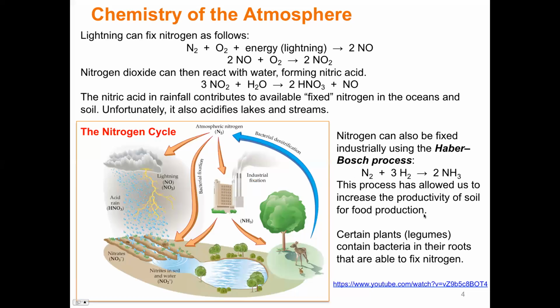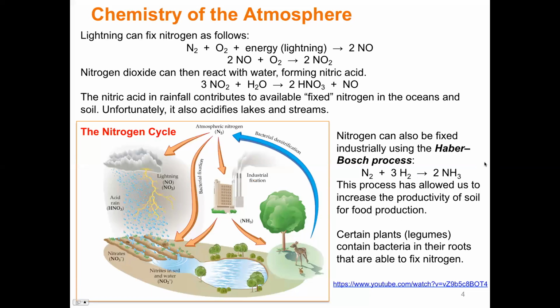There's also an artificial way of doing this. It's not technically part of the natural nitrogen cycle, but we also can artificially fix nitrogen, making ammonia, right? So we'll take N2 and mix it with H2 gas and make ammonia. And this is sort of the basis of making fertilizers. So this would be industrial fixation, and this can then also be used.